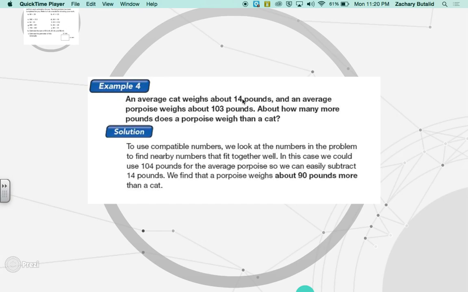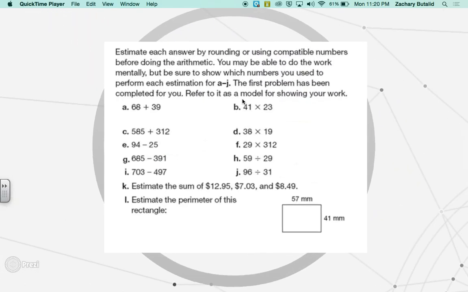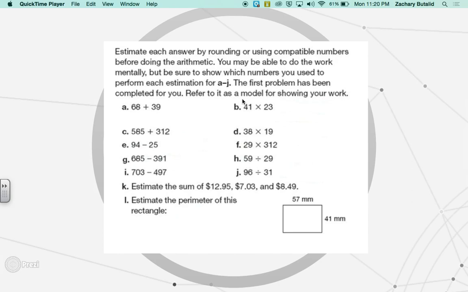I'll write those questions down so I can answer them in class. All right, so here's your lesson practice for today. It's A through L. Estimate each answer by rounding or using compatible numbers before doing arithmetic. Okay, arithmetic's either adding, subtracting, multiplying, or dividing. And you may do the work mentally, but make sure you show which numbers you use to perform each estimation.